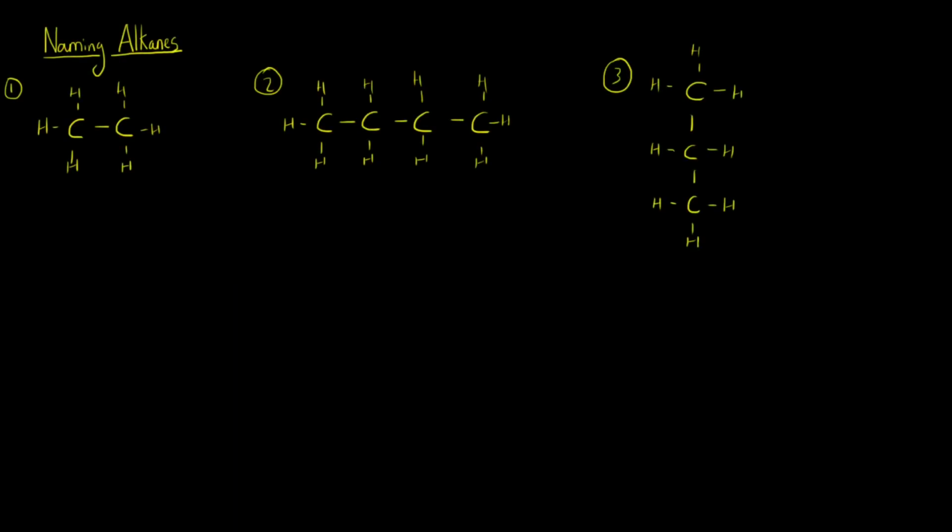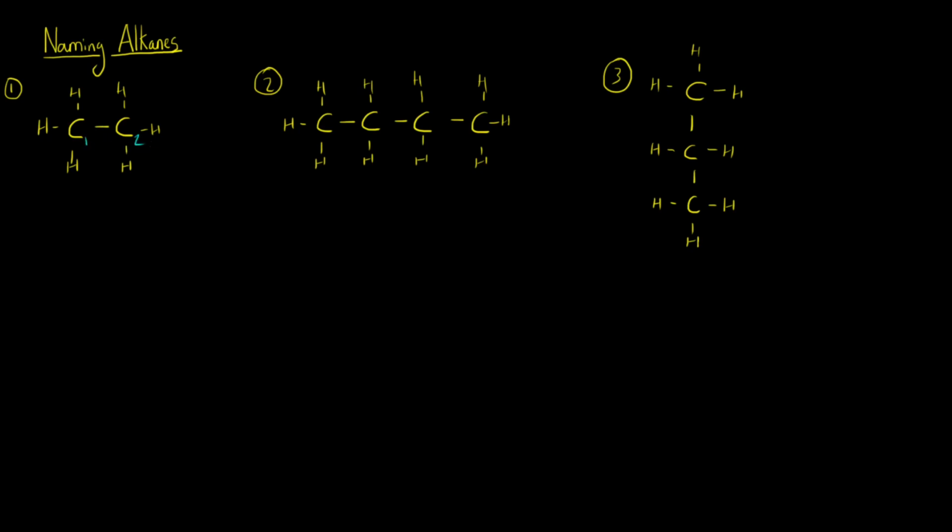Okay, let's start off with a couple of easier examples, and we're going to use the knowledge that we learnt in the last video to have a go at naming these simple alkanes. Now, the first thing you want to do whenever you're given a structure like this and you're trying to name the molecule, you want to count how many carbons there are first. That's the first step that we need to do. So let's have a look at example number 1 here, and we can see that there are 1, 2 carbons.